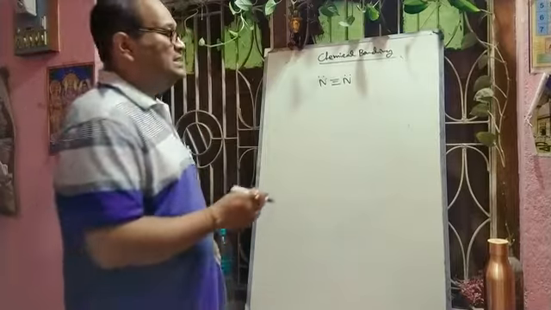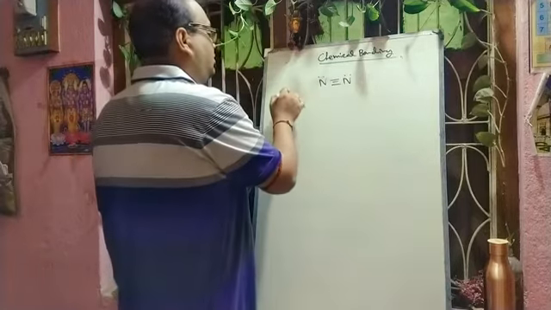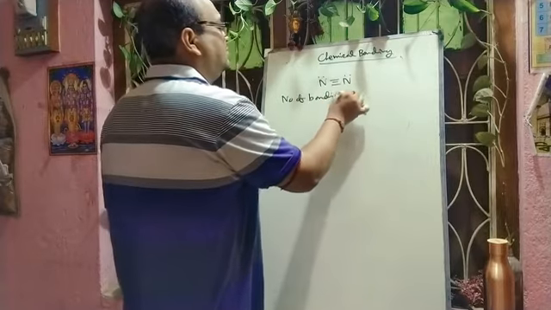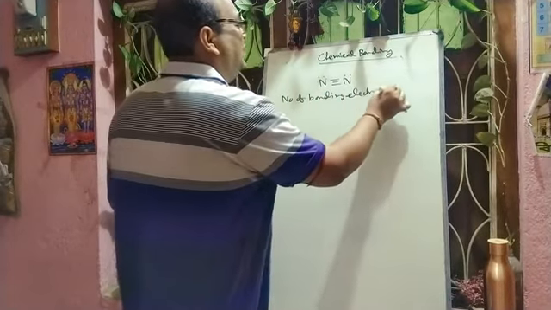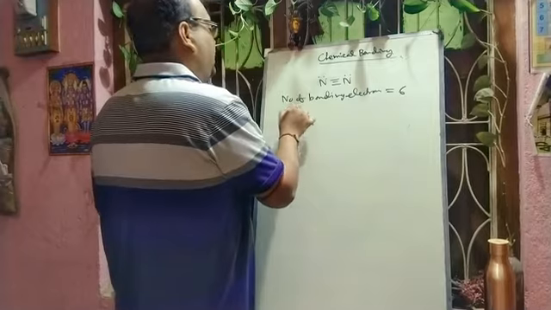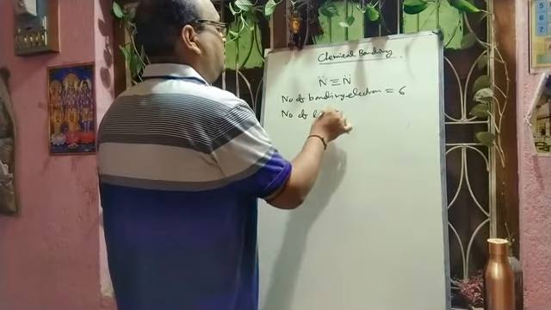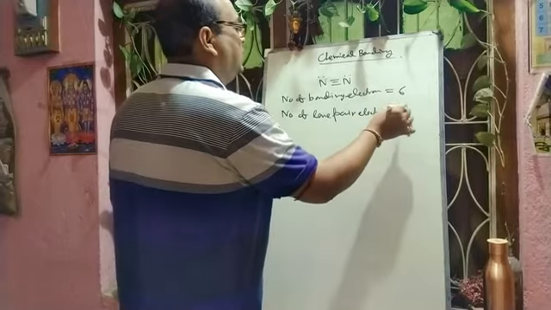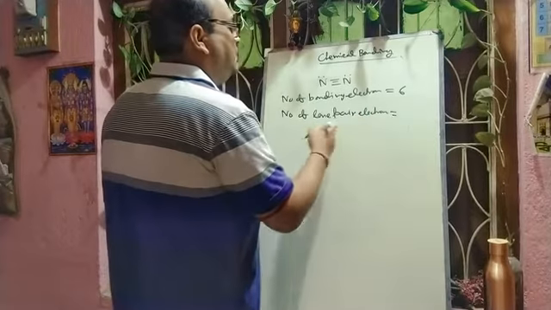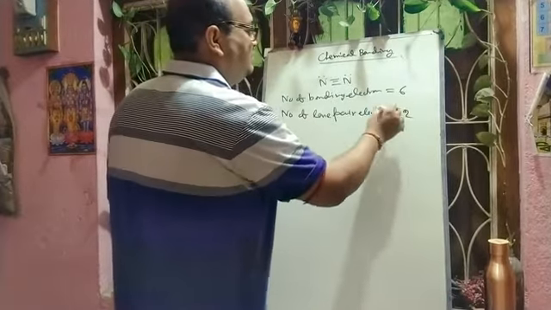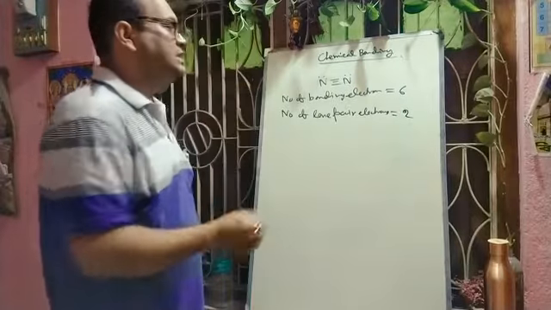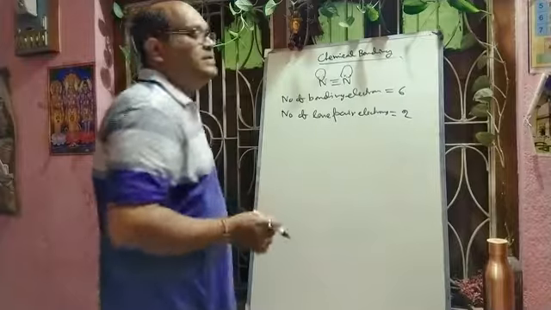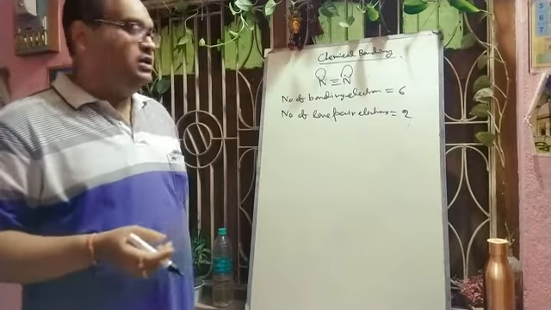Next question is given. In case of nitrogen molecule, the number of bonding electrons equals 6, and the number of lone pairs of electrons, that will be 2 lone pairs. This is one lone pair and this one is another lone pair. So 2 lone pairs of electrons are present on the 2 nitrogen atoms.